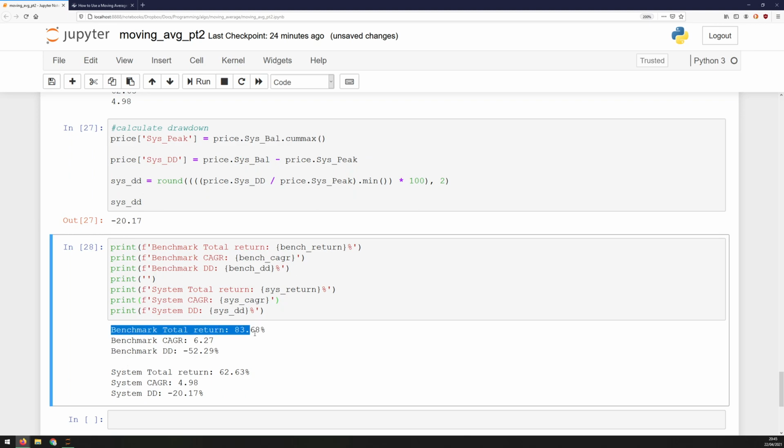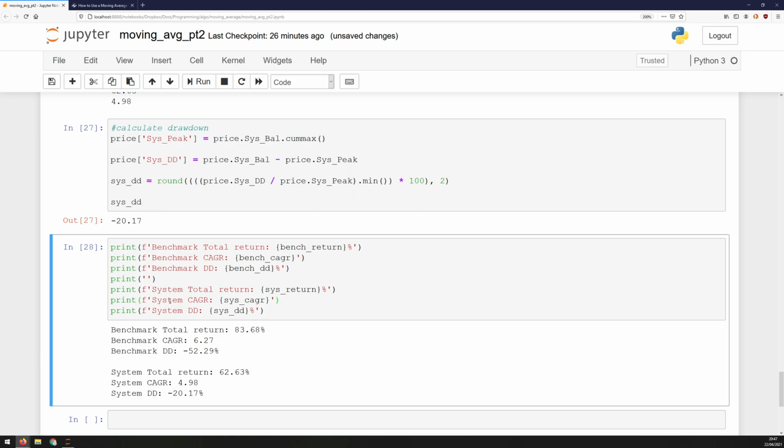So the total return for the benchmark, which is just holding the S&P, is 83.68, which I calculated before. System is a bit less. So of course the annual return as well is going to be less, but notice the drawdown is significantly better, I suppose.